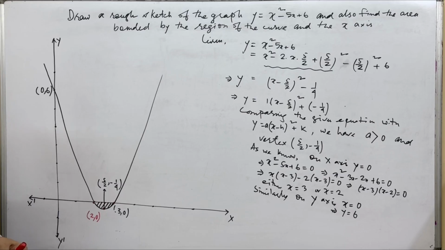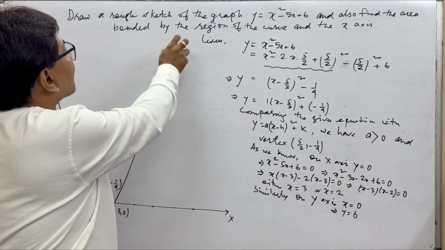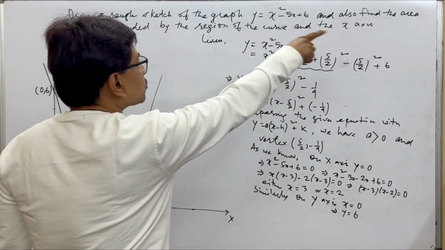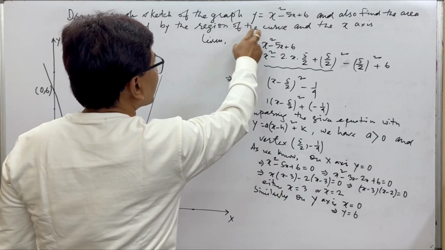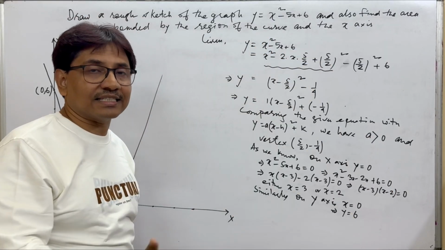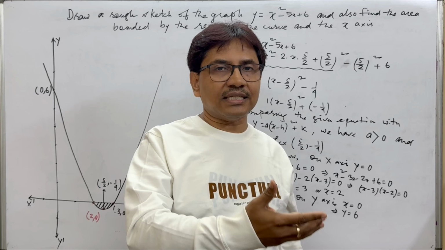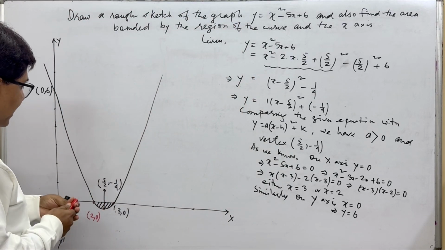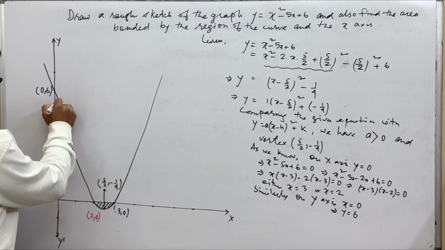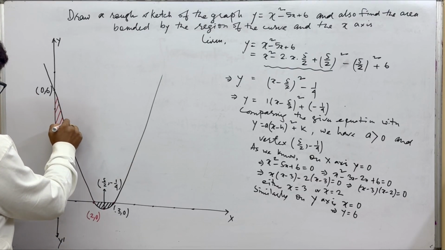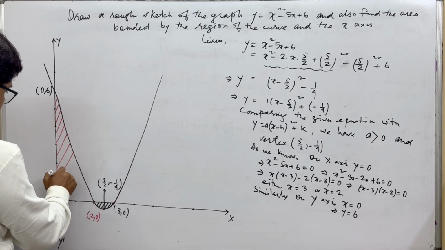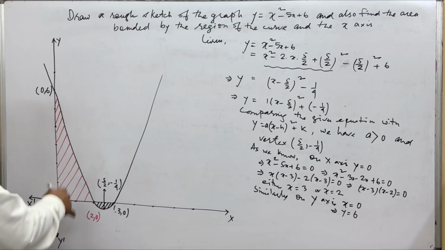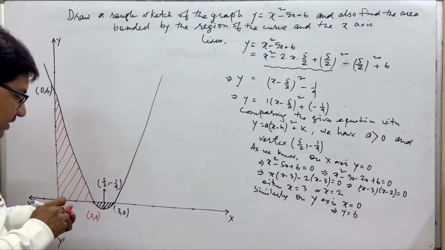This region area is required, but if it is said in the question to draw a rough sketch of the graph y equals x square minus 5x plus 6, that's done. Now also find the area bounded by the region of the curve and the axes. Axes is the plural form of axis, that means both x-axis and y-axis. In that case, mind it, our bounded region would be this part. But we have to find out only this region.